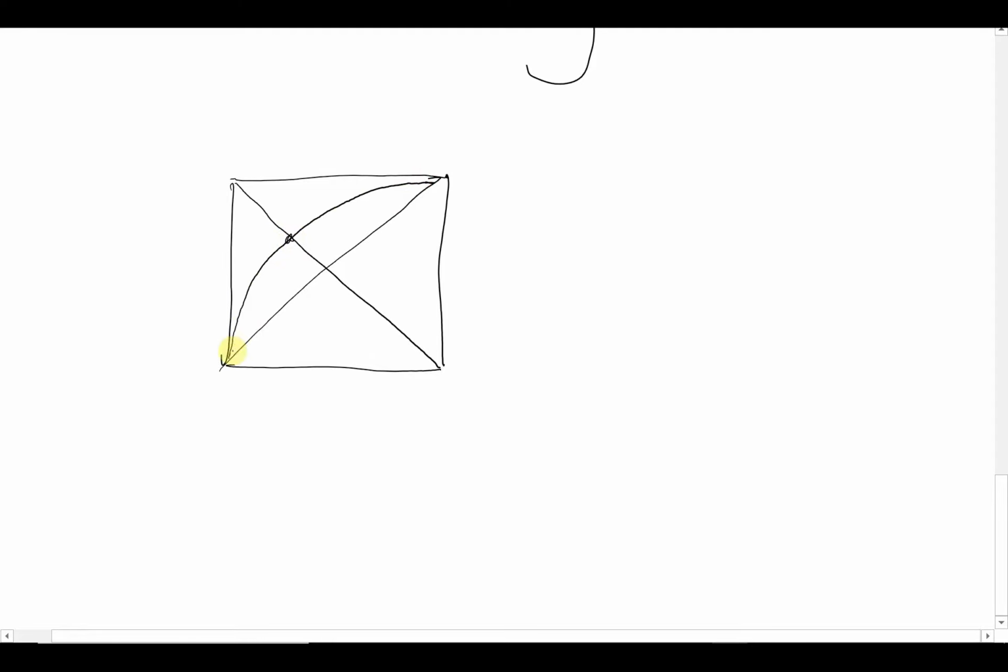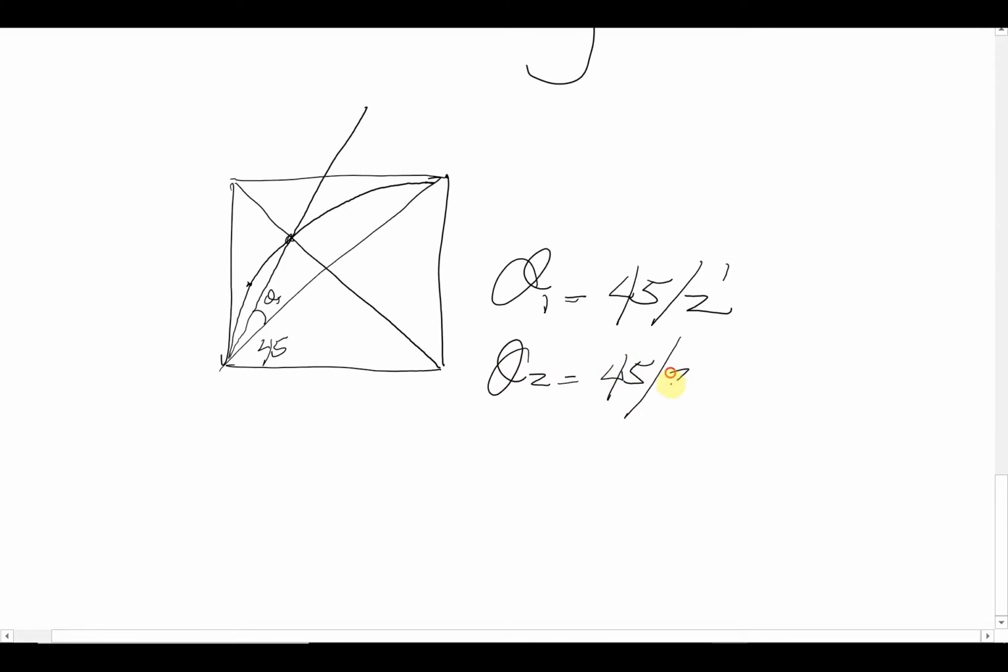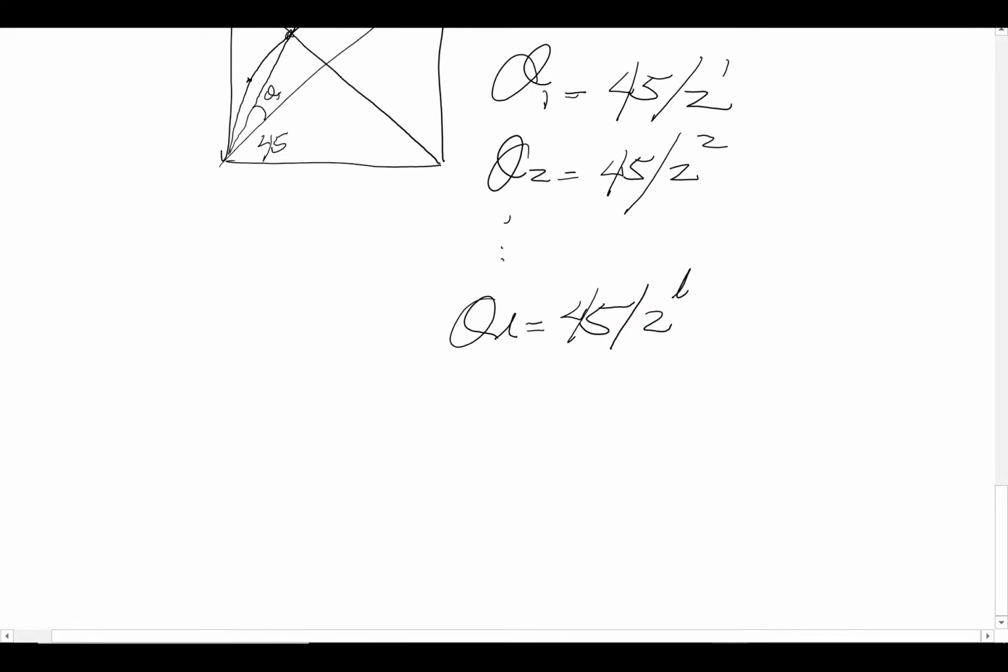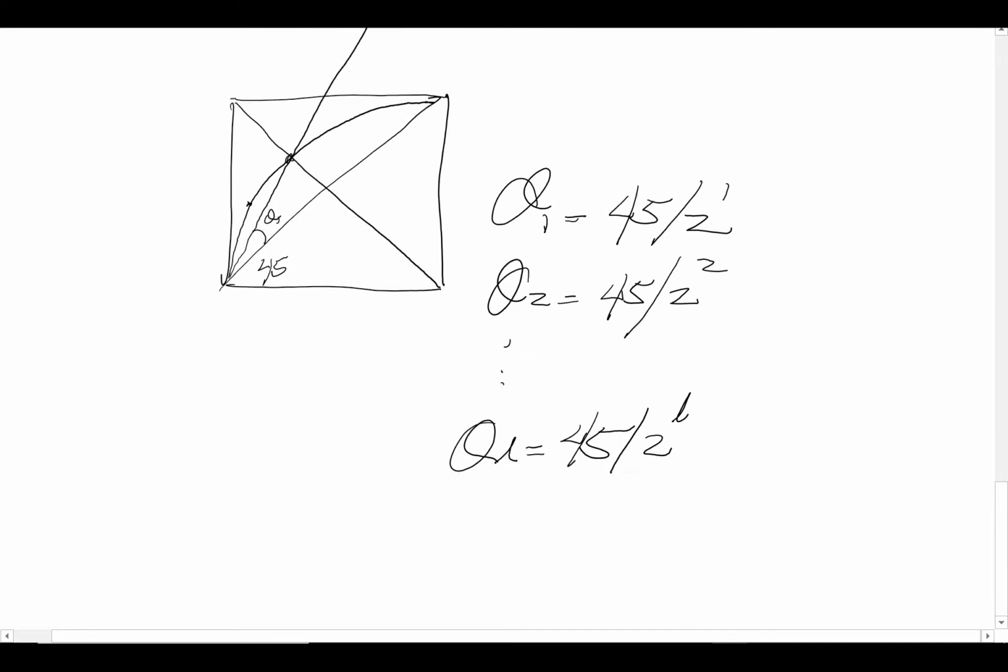Midpoint here. This angle right here, theta, let's just say 45, theta 1. So theta 1 is just going to be 45 divided by 2 to the 1 power. And then we do another, dividing in half. Now that's going to be 1/4. So now we have theta 2, which is 45 divided by 2 squared, 4, because it's 1/4. And then we keep doing this: theta i is 45 divided by 2 to the i power. So that's the key there. We can relate these triangles as a function of theta.